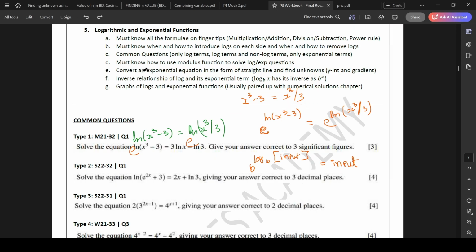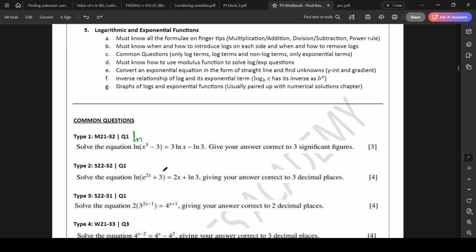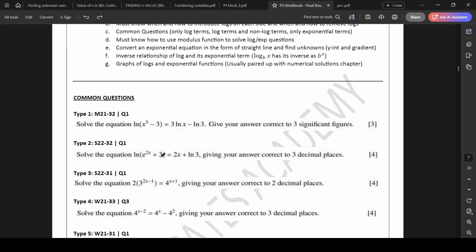Now the third key pointer that you must have on your mind is the common type of questions that are repeatedly asked in the chapter. And these are the type of questions that I was talking about. In one question, you are having logs on both the sides.